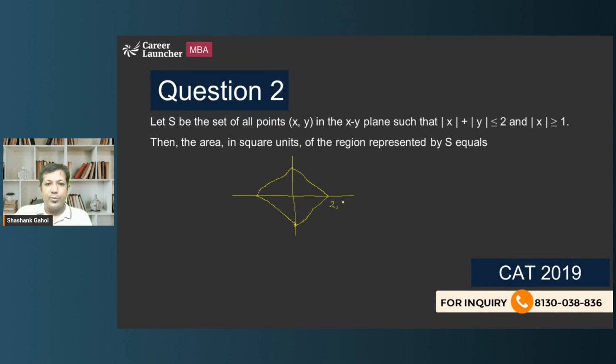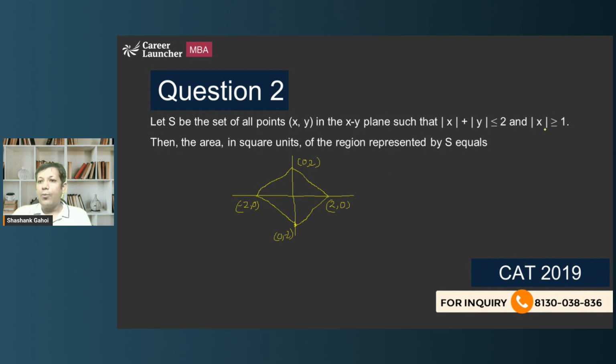Now this is going to be 2 comma 0. This is going to be minus 2 comma 0. This is going to be 0 comma 2. And this is going to be 0 comma minus 2. So these are the 4 points we are going to use.